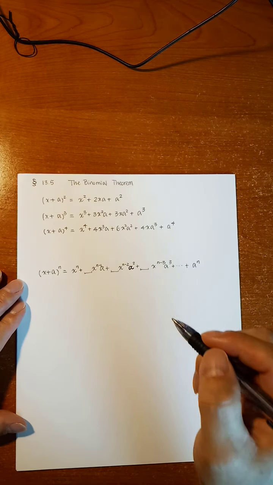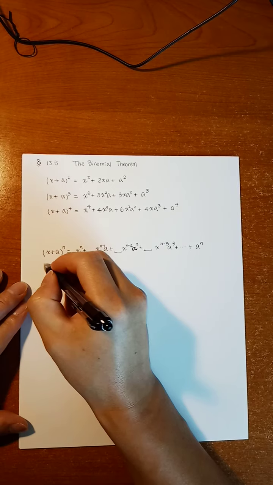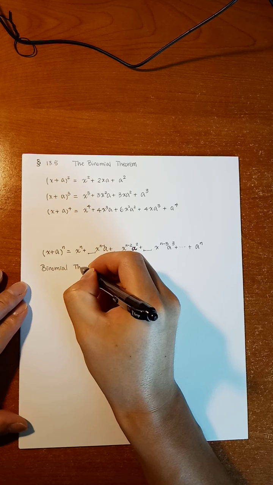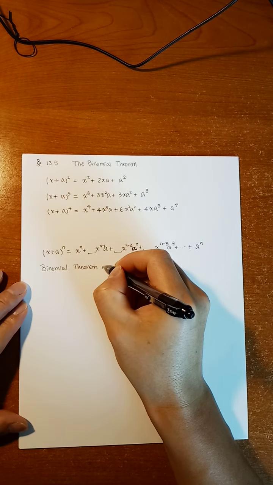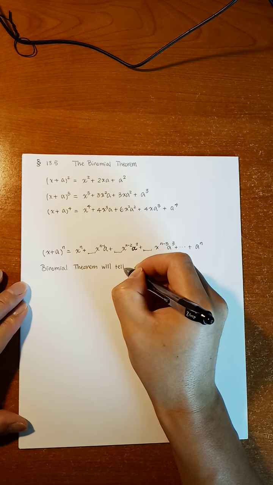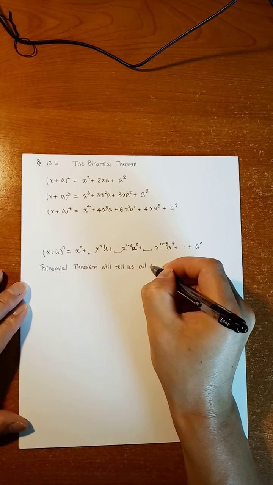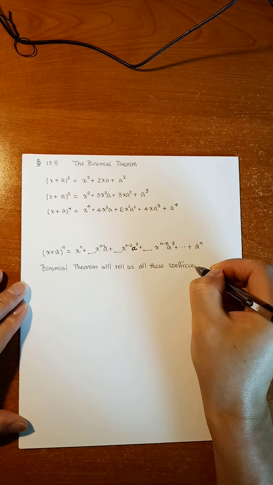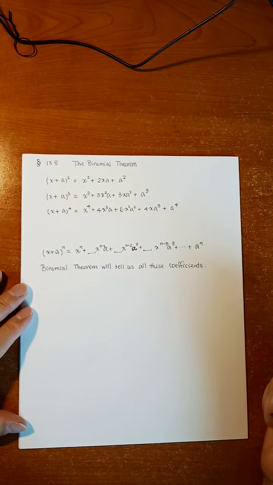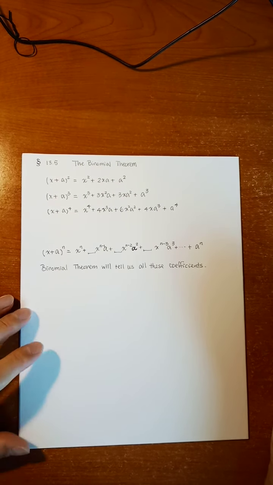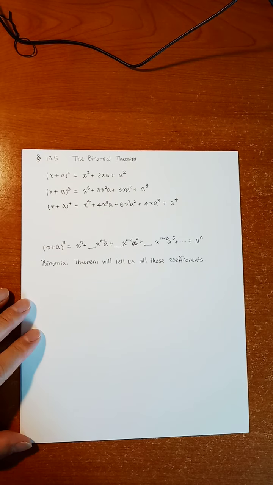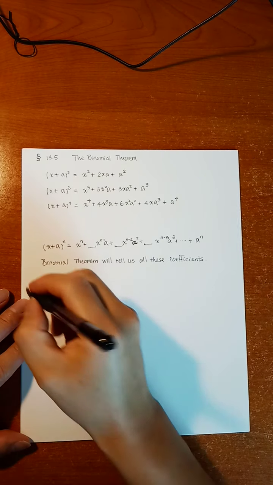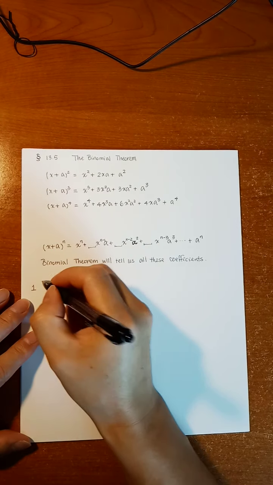All right, so that's how the binomial theorem works. The binomial theorem will tell us all these coefficients. Once we know the coefficients, we get the complete expansion, right? So what are those coefficients? Let's first introduce a notation.